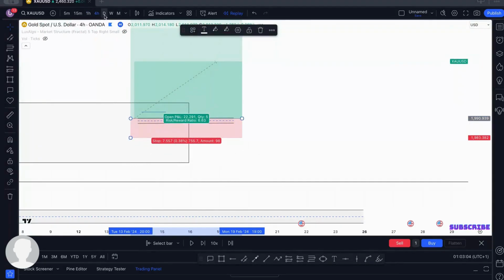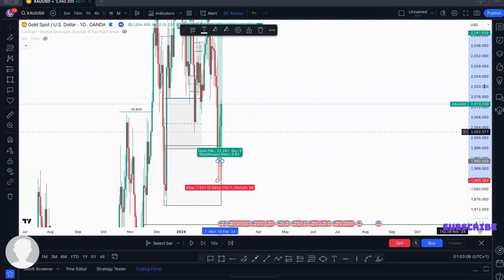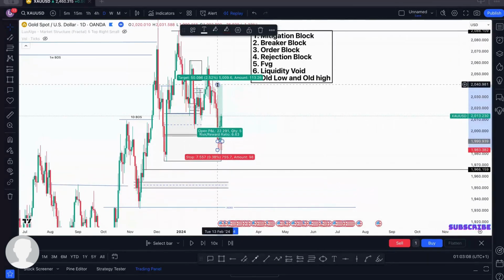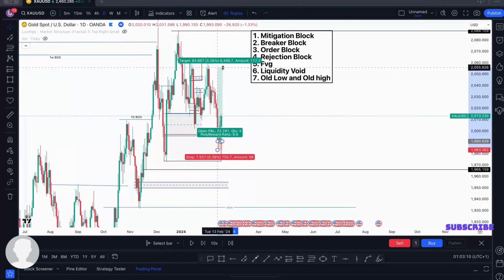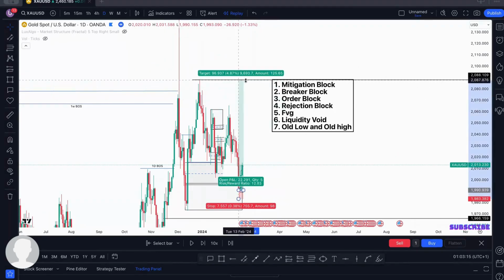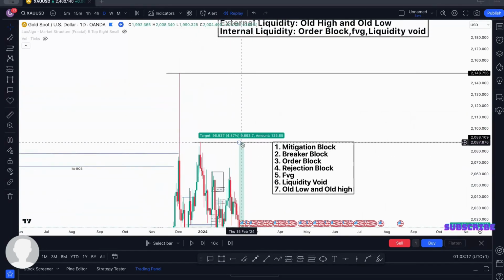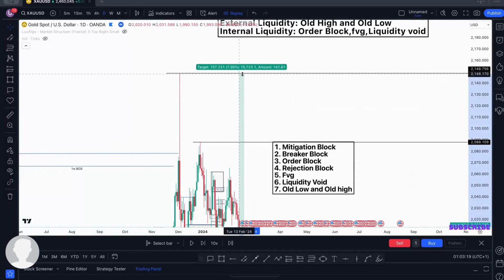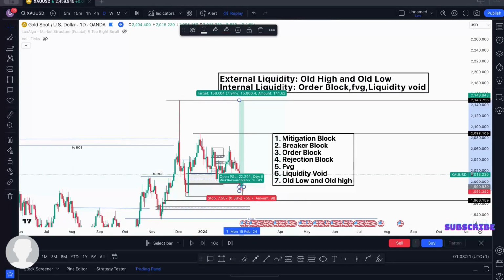Come back to 1 day. You can put in your TP1 around here. Put in your TP2 around here. Put in your TP3 around here. And the last one will be around here. And this is how you do top down analysis.